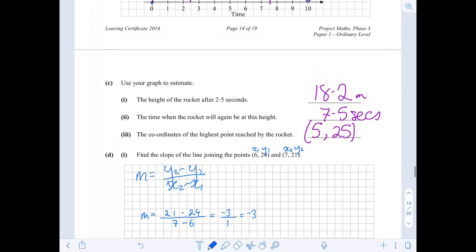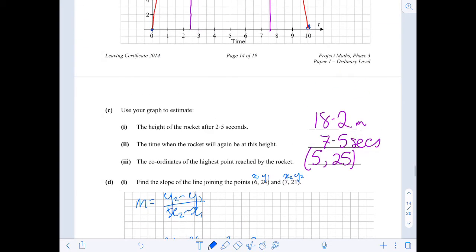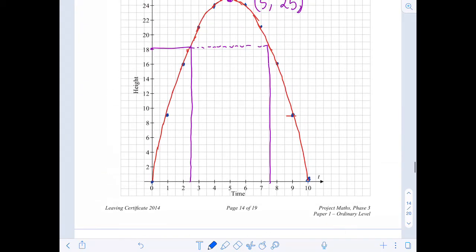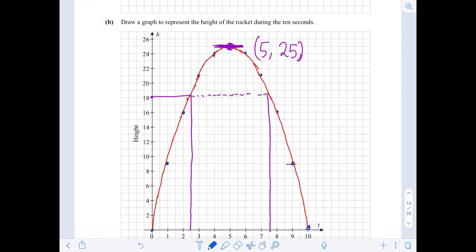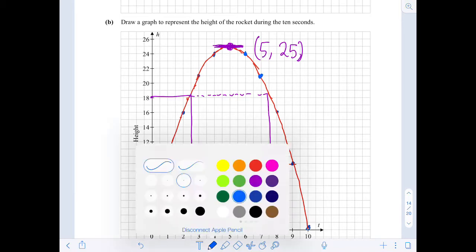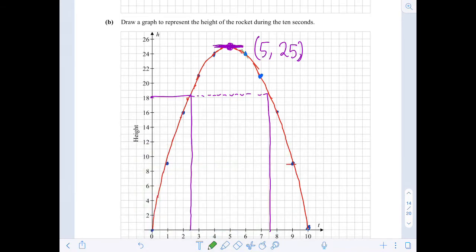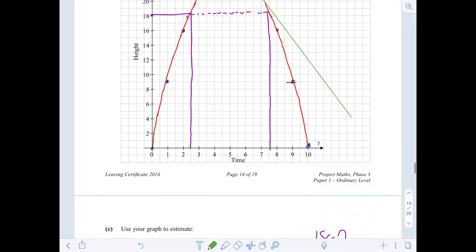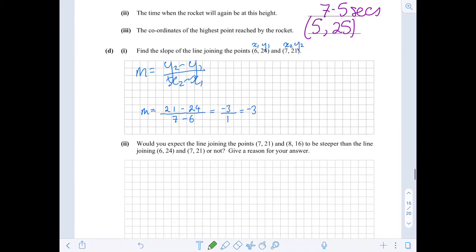I might just plot those 2 points and see if that slope makes sense. So 6, 24 and 7, 21, this point down here. So it's the slope of the line joining those 2 points. So it's going to be going downhill. What colour can I use? It's going to be going downhill anyway, so that's the minus sign taken care of. Something like that anyway. So it's going to be going downhill and it's a slope of minus 3. So that all looks good. Quite a steep downhill slope.